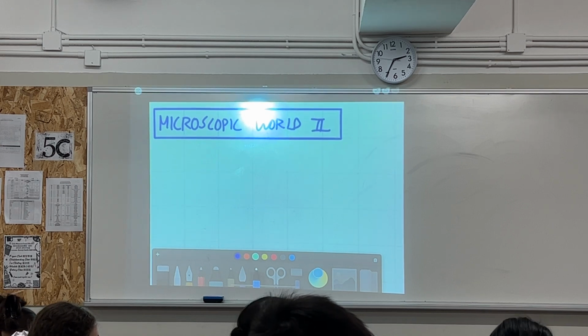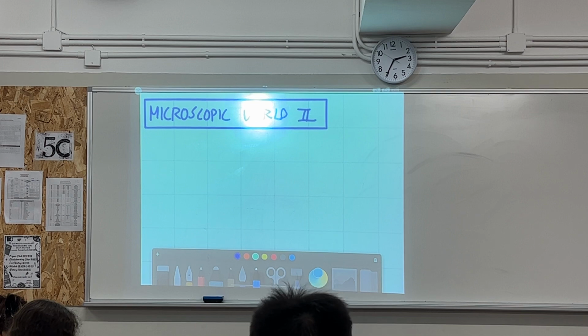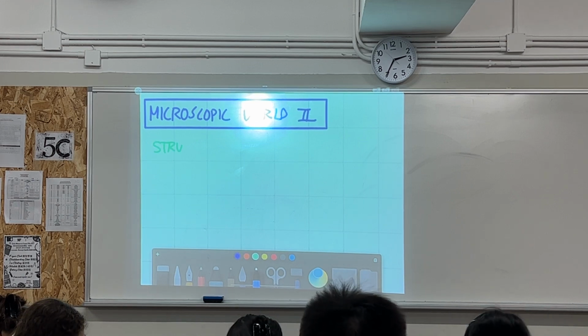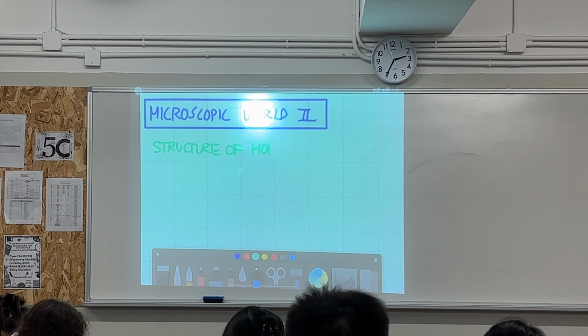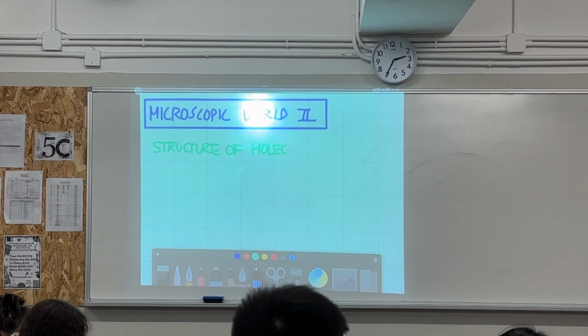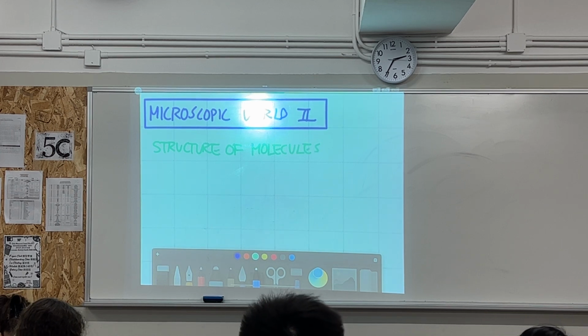Okay, so for microscopic world 2, we look at the molecules, the structure of molecules. Does anyone remember the definition of molecule? When do you say that something exists as a molecule? When do you say something does not exist as a molecule? It's chemically bonded, multiple atoms. But then these atoms must all be non-metals. They cannot be a metal in a molecule.